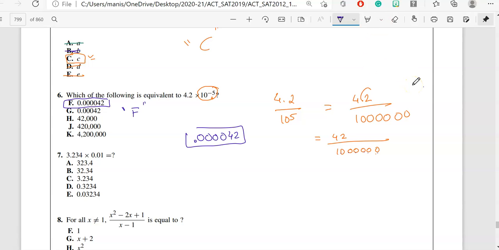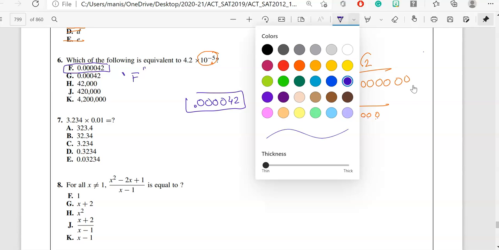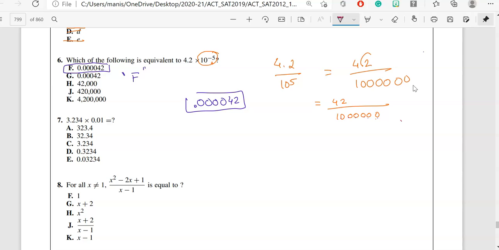So when I move to question number 7, again I know my calculator might not work on this problem over here. Okay, so what I can do is, this one over here. So 3.234 times 0.01. Remember, 0.01 means you can move the decimal over here. It will be yours what? 1 over 100. It will be 1 over 100. Because of these two zeros, I moved it. It became like this. Okay.